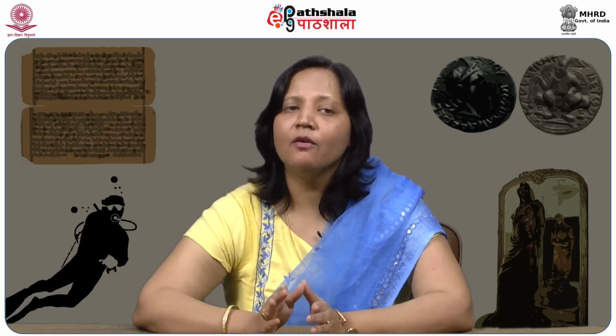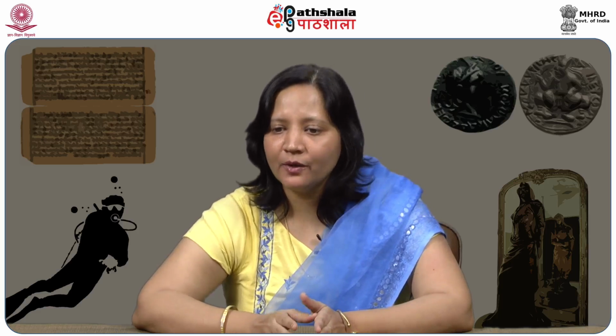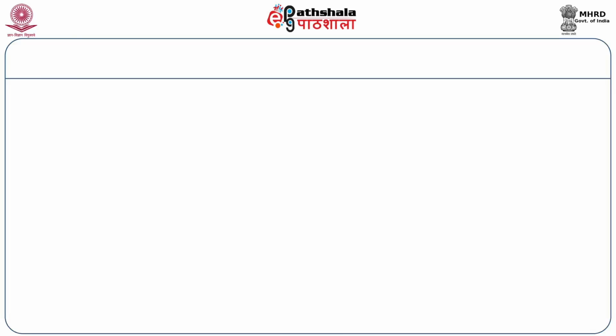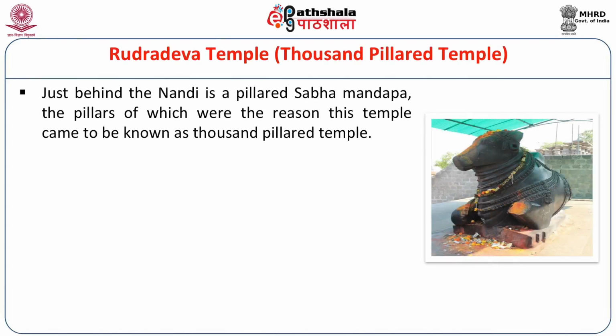They are all supposed to be looking towards Shiva in attendance. Here, in almost all of the Kakatiya temples, you will find that the Nandi is looking elsewhere, mostly the other way, and is in an alert position, almost as if waiting for some instructions to be given, and it will immediately gallop away. So the alert Nandis are a Kakatiya speciality. Just behind the Nandi is a pillared Sabha Mandap, the pillars of which were the reason this temple came to be known as the 1,000-pillared temple.